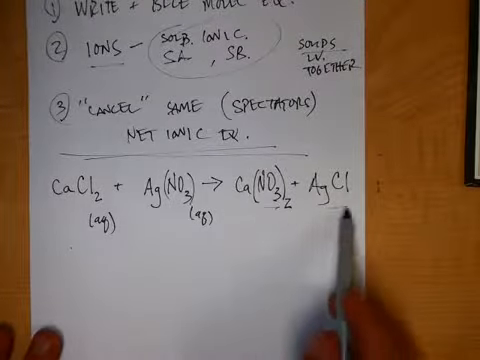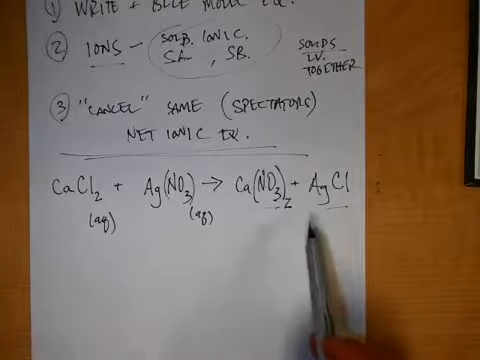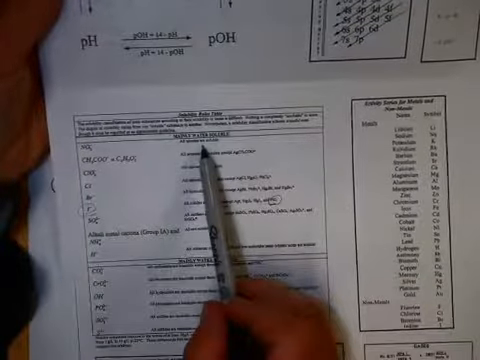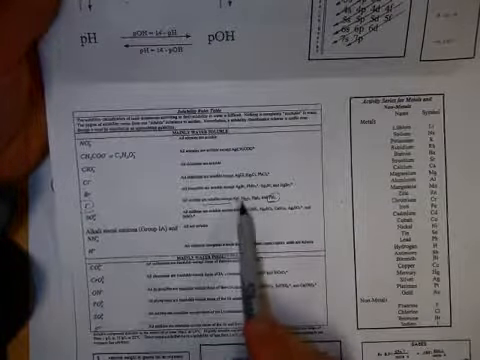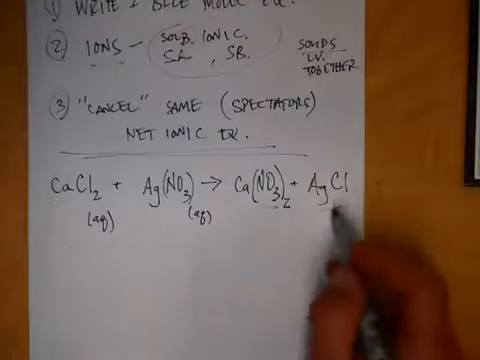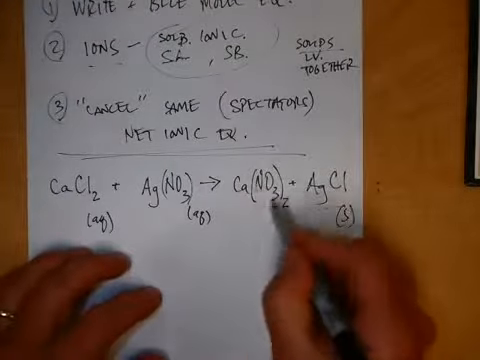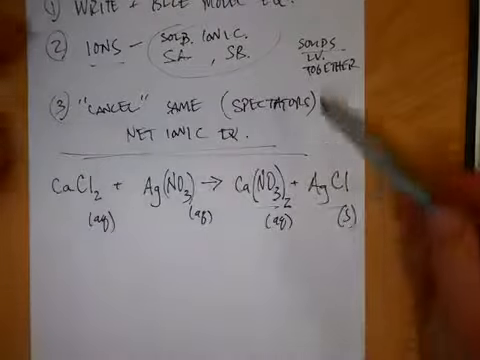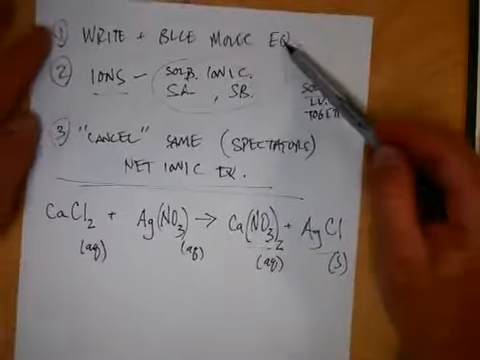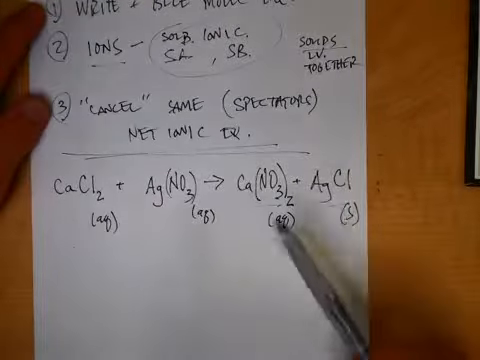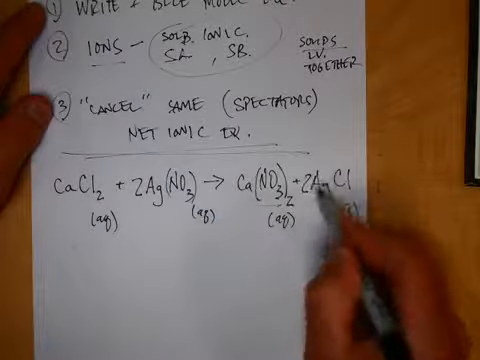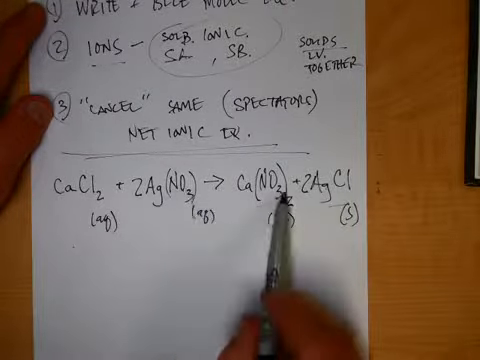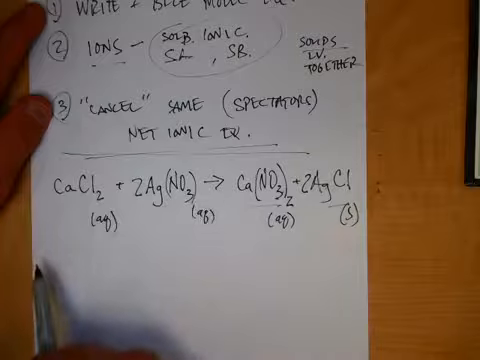And now let's go through and assign whether these are solid or aqueous on this side. Nitrates. Nitrates are always soluble, so we'll put aqueous for calcium nitrate. Chlorides are always soluble except for silver, mercury, and lead. So the silver chloride will form a solid. The calcium nitrate, of course, will be aqueous. We've now accomplished number 1, except we haven't balanced the equation. I'll need a 2 here and a 2 here to balance the silvers and the nitrates and the chlorines.